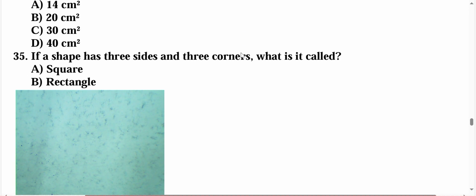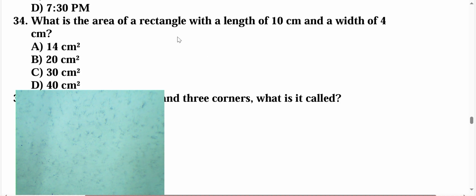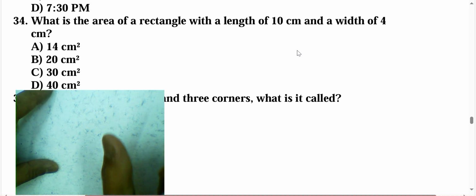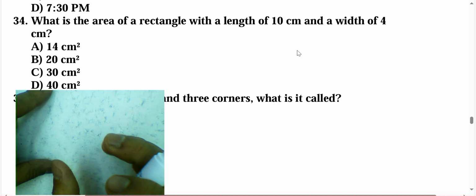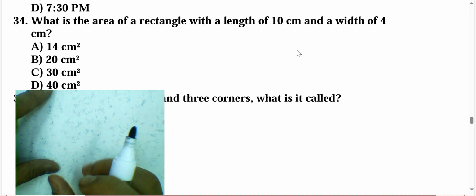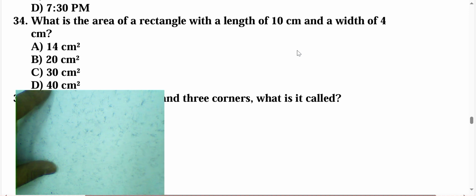It shows the shape in 3D. What did he ask about? The area. If he asked about the perimeter, you would find twice the sum of length and width: length plus width, multiplied by 2. But he asked about the area. The area of a rectangle equals length times width.